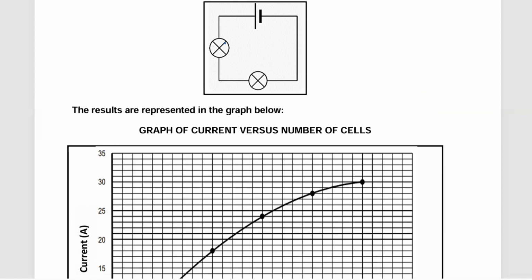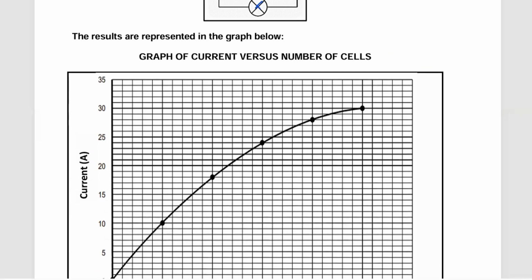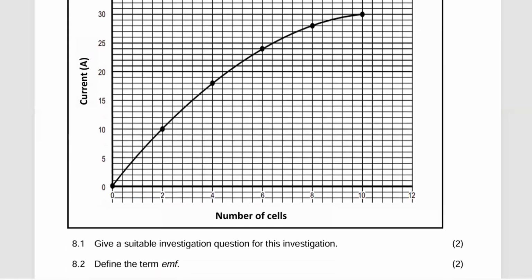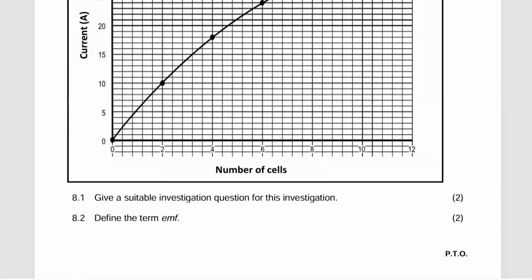As you can see, these are our resistors. They are in series, because there's one path for current to flow. Then we are supposed to give a suitable question for this investigation, and identify the independent variable and the dependent variable.